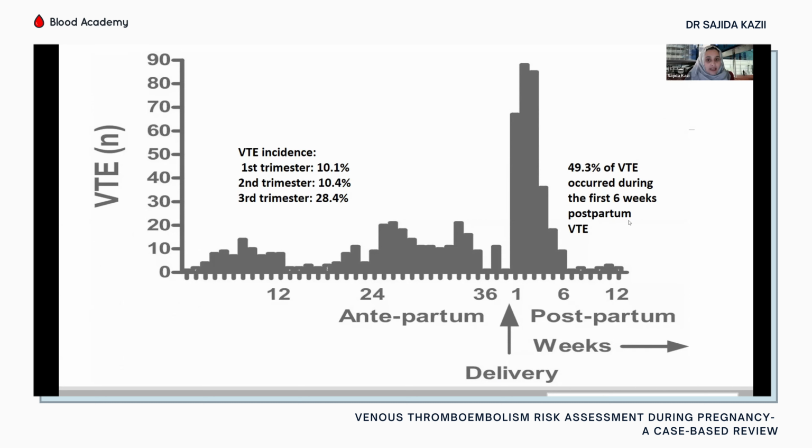In the postpartum period, what we see from this study is that 49% of the VTE events occur during the first 6 weeks of the postpartum period. So these 6 weeks are certainly a high risk period, and we say high risk period again because the period is certainly shorter compared to the 9 months of pregnancy here, and then after 6 months, I think the VTE rates were around 1.8%.